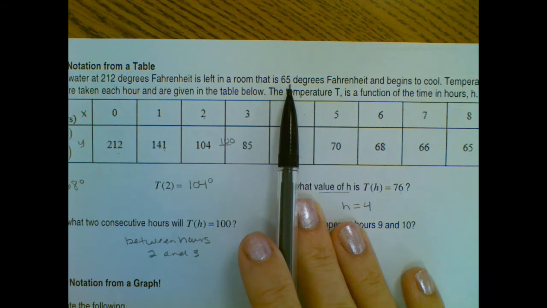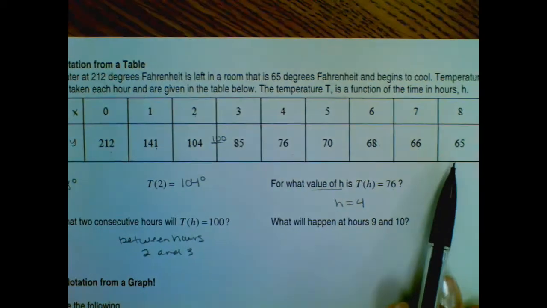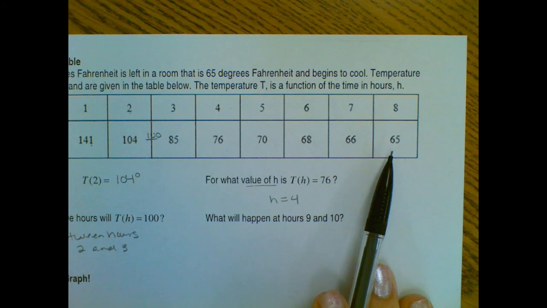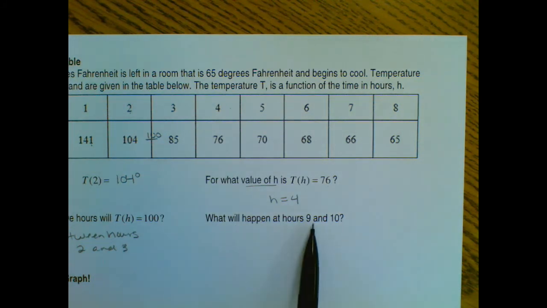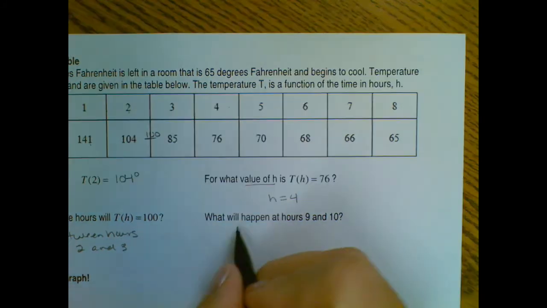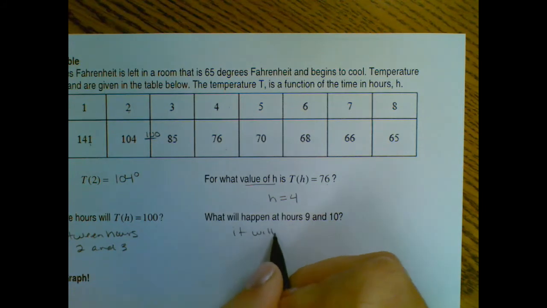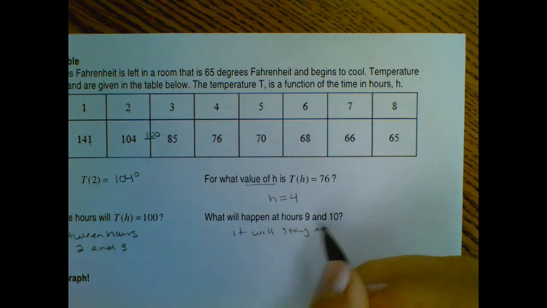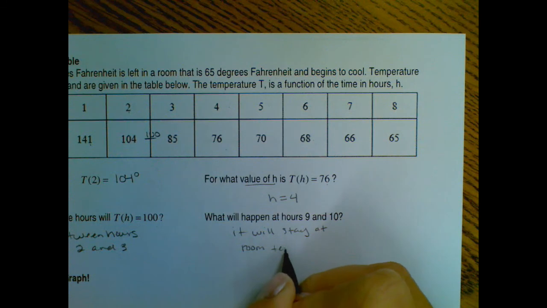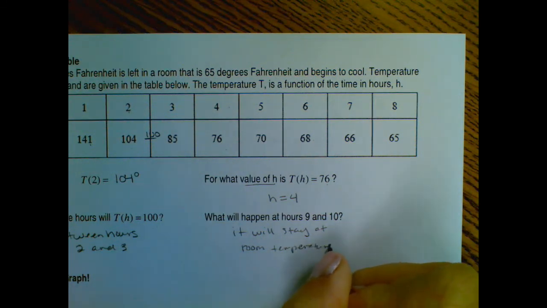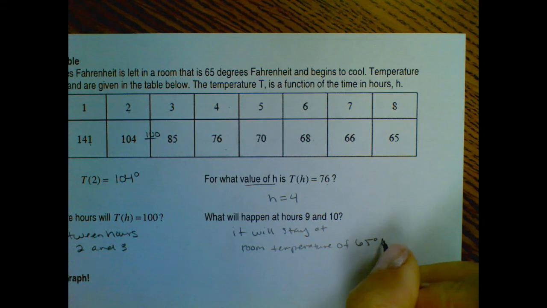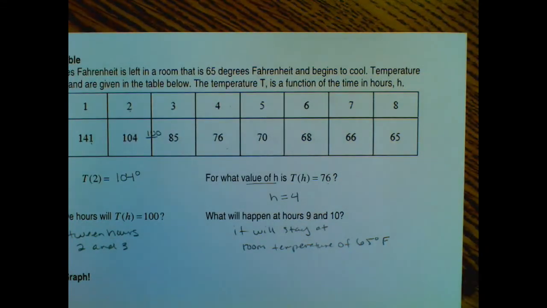So imagine room temperature is 65 degrees, and this water, after 8 hours, reaches that 65 degrees in that room. As long as that water is left in that room, in hours 9 and 10, it should also be 65 degrees. So we could say it will stay at room temperature of 65 degrees. So it should not go below that, assuming that the room temperature does not change.